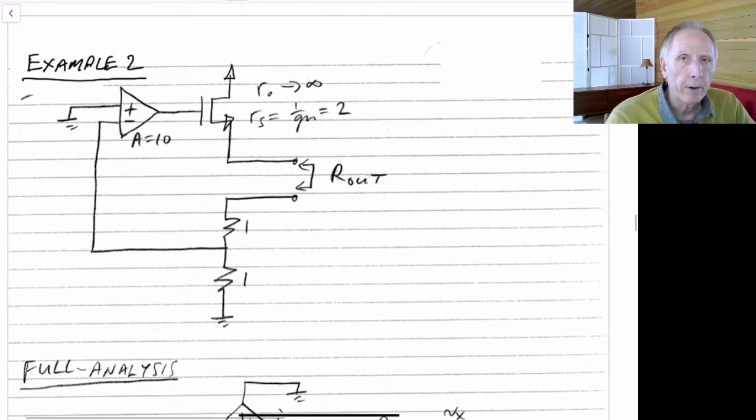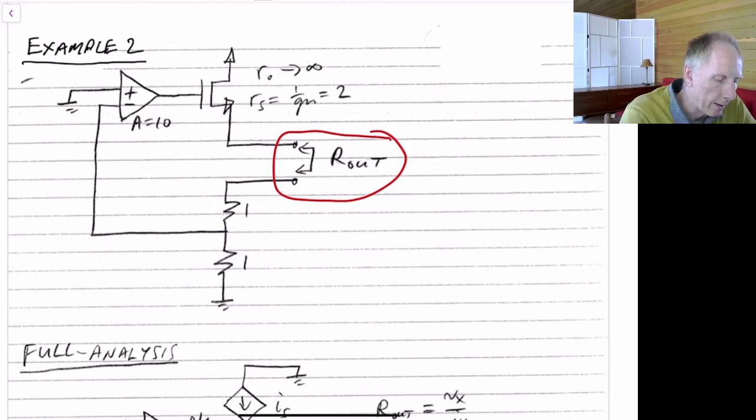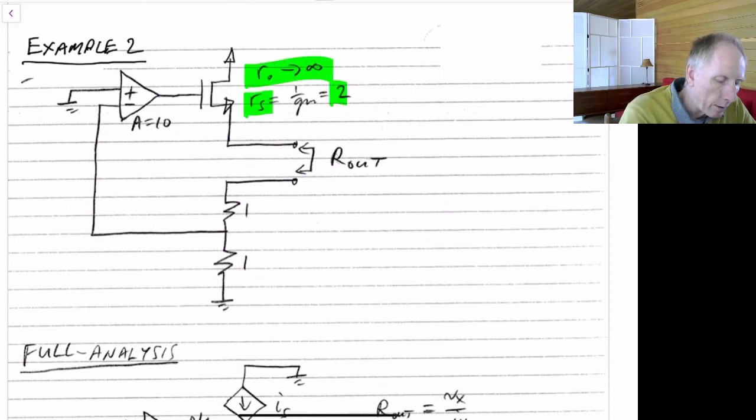So that was one example of a case where we had a shunt connection. Let's look at the case where we have a series connection. So in this case, we'd like to find the port impedance looking into this node here. So we can see we've taken our feedback loop and we've actually broken it and looked at the port impedance through that. We're going to leave the same values: RS is still equal to 2 and R naught is still infinity in this case. And A over here is still equal to 10.